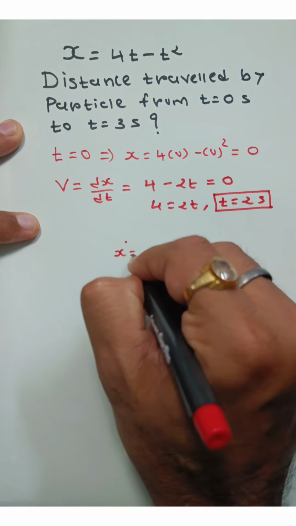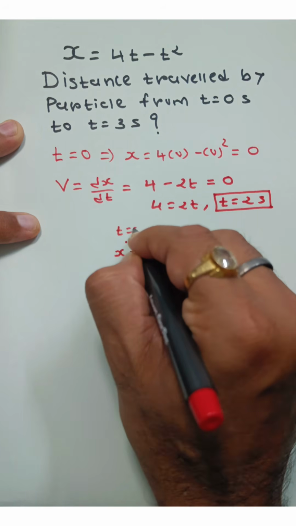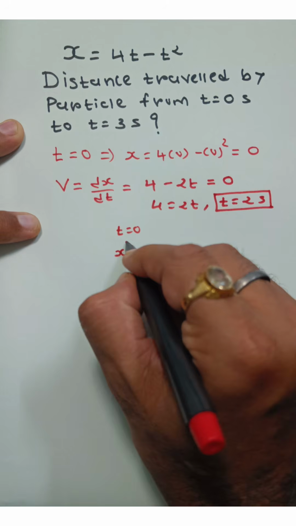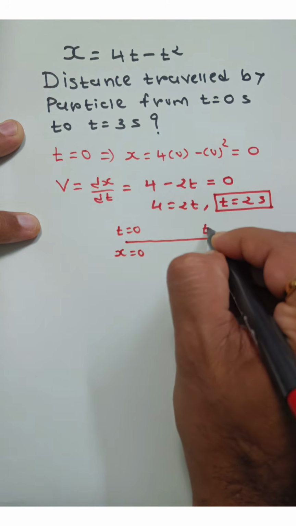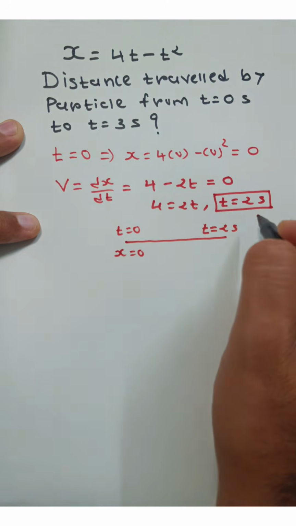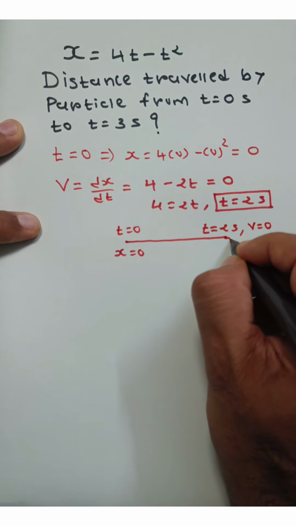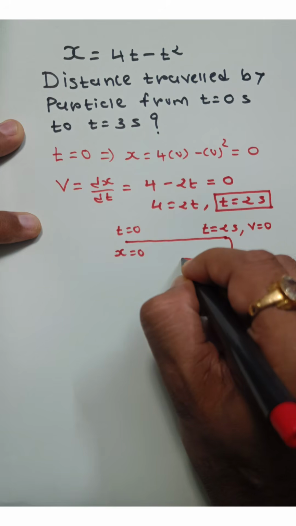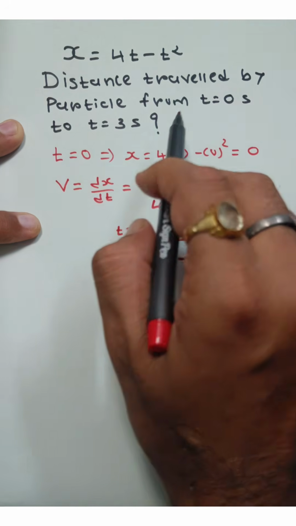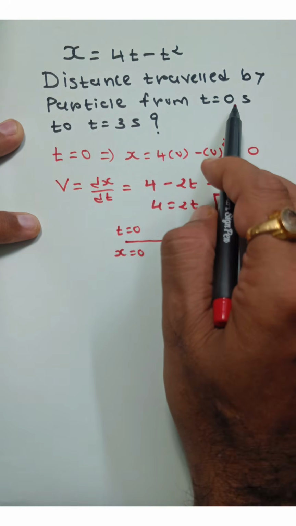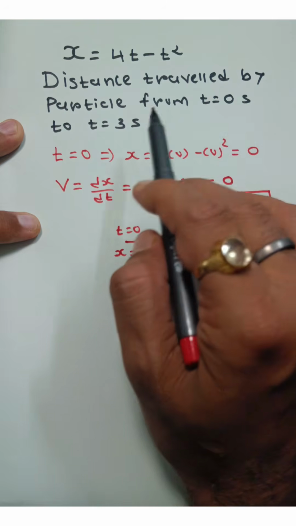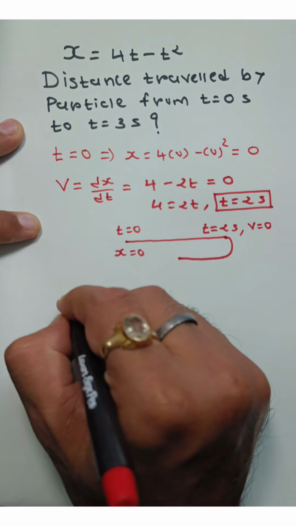See here, at t = 0 the particle is at x = 0. But when time t = 2 seconds, its velocity is 0. It means the particle changes the direction of motion. And here we want to find the distance traveled by the particle from t = 0 second to t = 3 second.